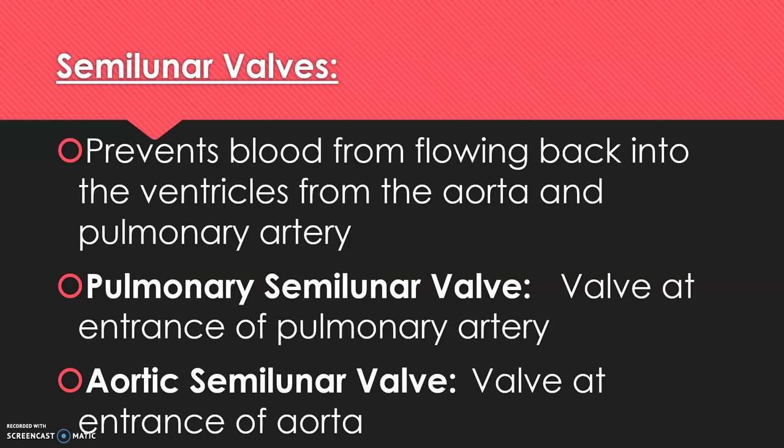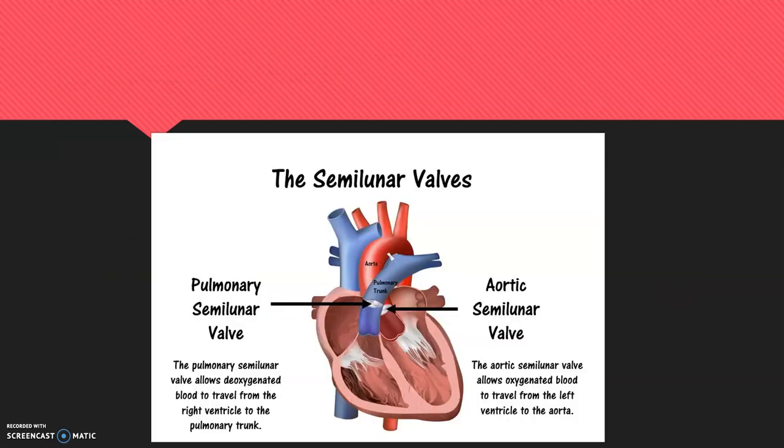The aortic semilunar valve is the valve at the entrance of the aorta. This is going to close slightly before the pulmonary semilunar valve, and it does lie between the left ventricle and the aorta. And you can see the positioning of those two semilunar valves. And again, they look like half moons.